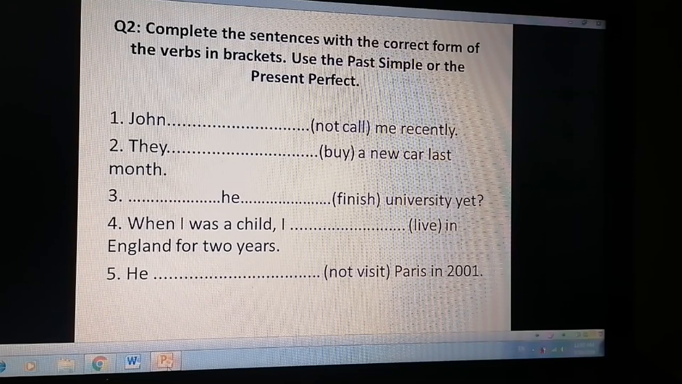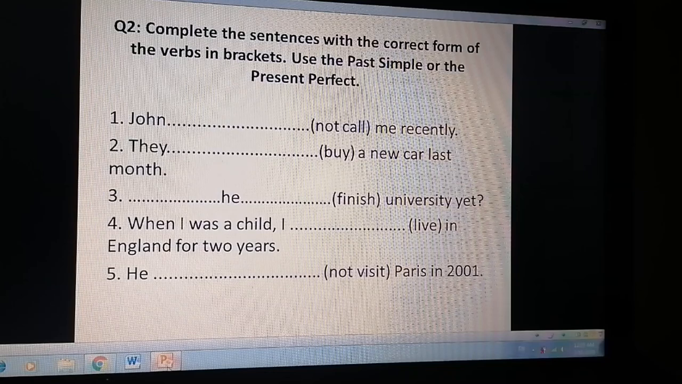4. When I was a child, I lived in England for 2 years. For 2 years. When I was a child, هون زمن الماضي البسيط. So I lived. Why live? Because live is a regular verb and ends with e. So we just add d.